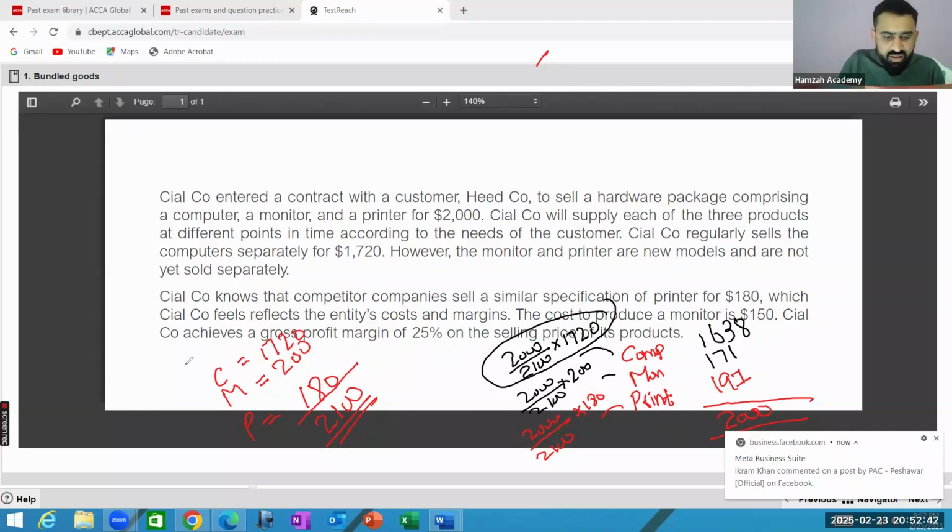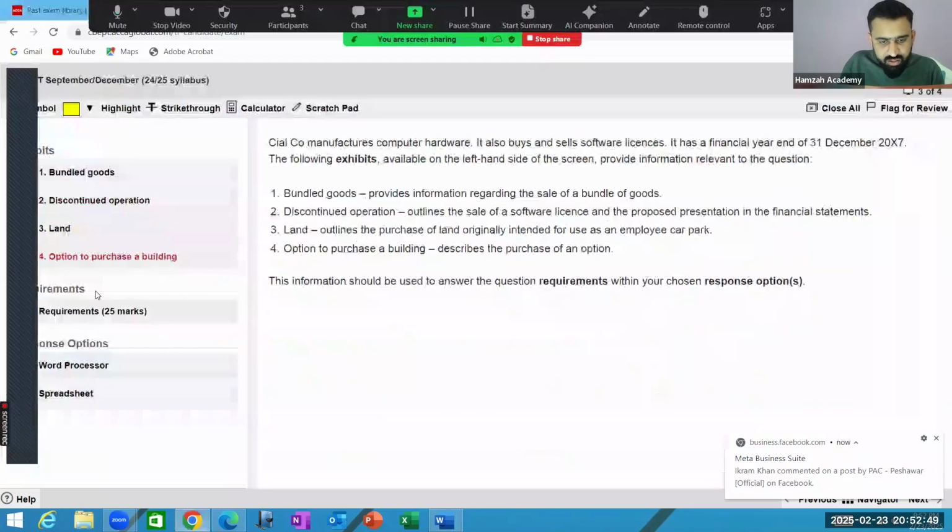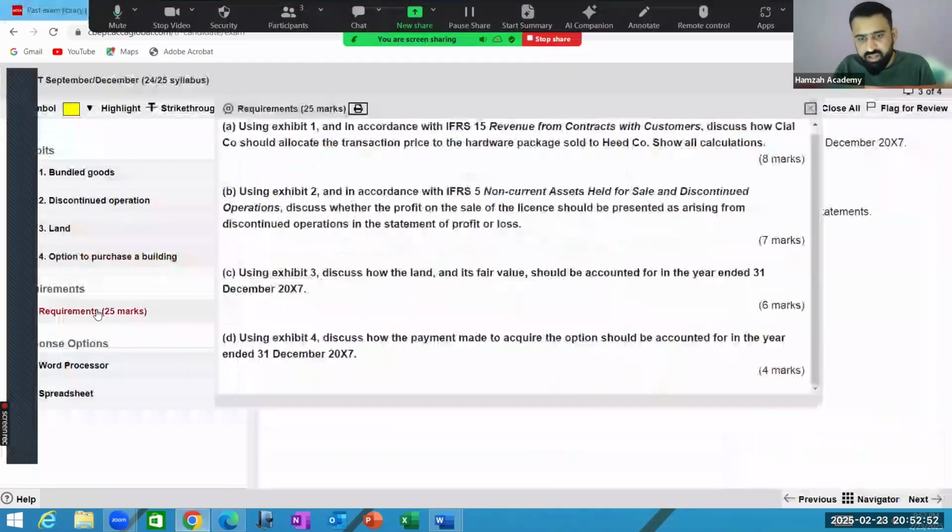And again, in this exhibit, the requirement was only, let me show you again, now it would be easy to relate. The requirement was only that, using exhibit 1 and in accordance with IFRS 15 Revenue from Contracts with Customers, discuss how C company should allocate the transaction price to the hardware package sold to heat company and show all calculations. So it is focusing only on step number 4.